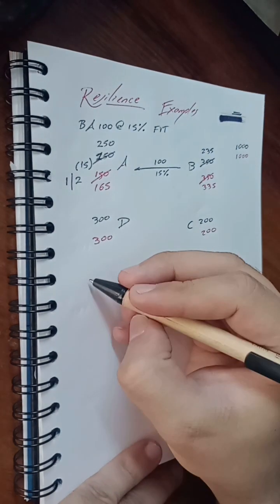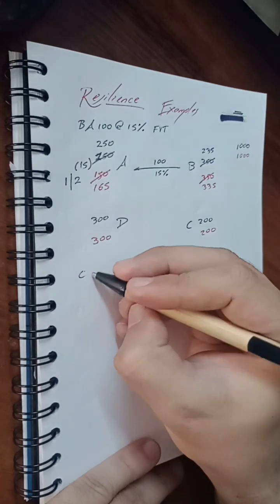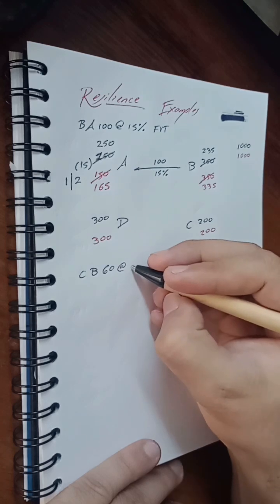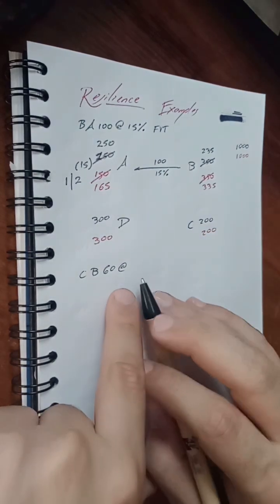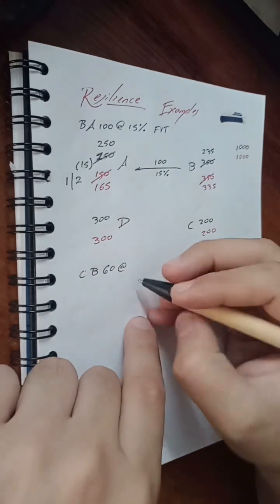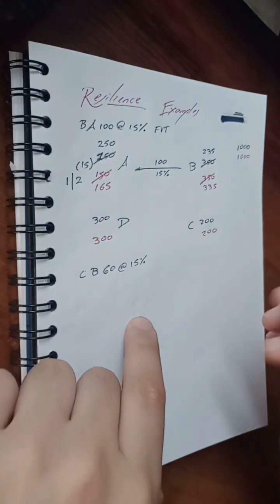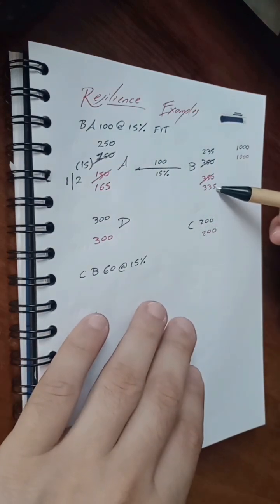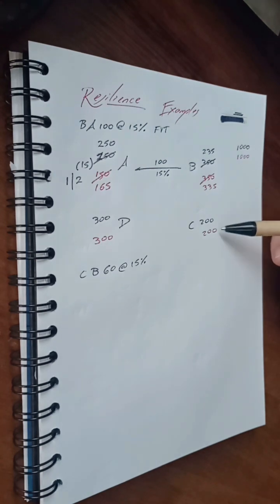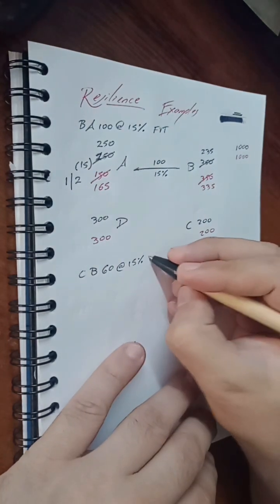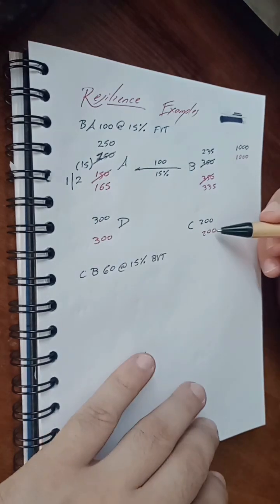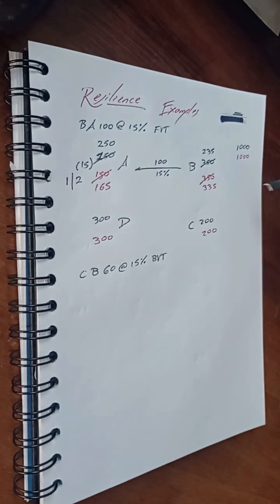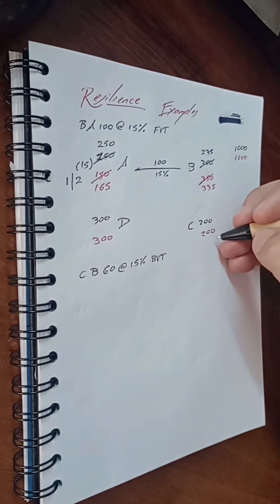Now let's say we're going to have C to B, 60 at 15, let's say at 15%. But since this would be a transaction of backward value transfer, because C has less network value than B, the network value will be flowing to C.